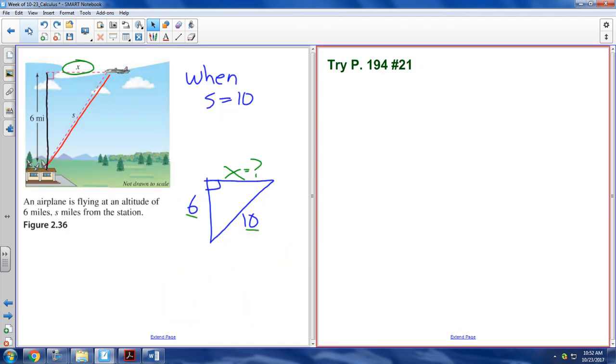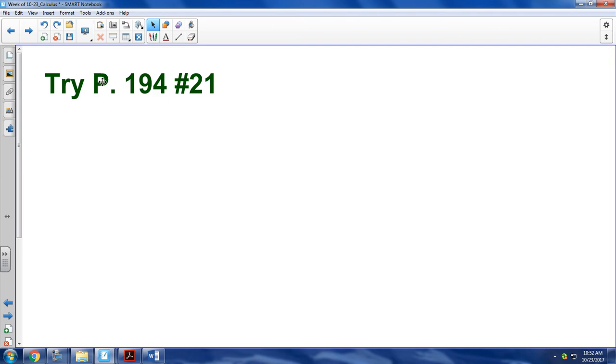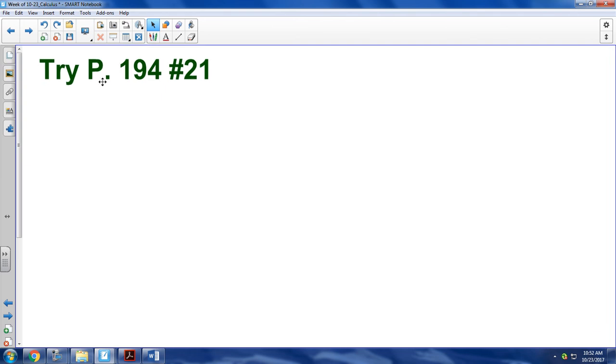So what you're going to try now for yourselves is page 194, number 21. It's talking about a ladder on a wall, and it's a big problem. These problems are very important as you go through related rates. So just know this problem is a big deal.